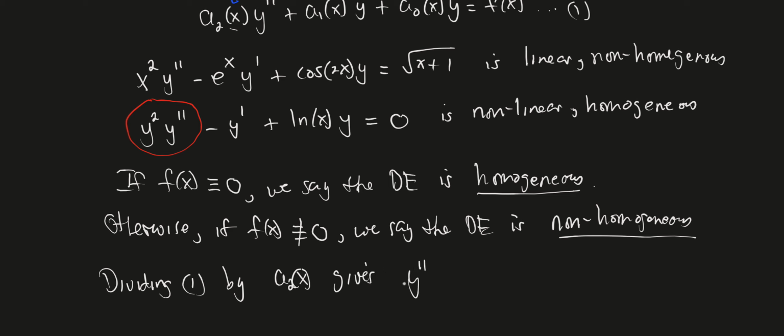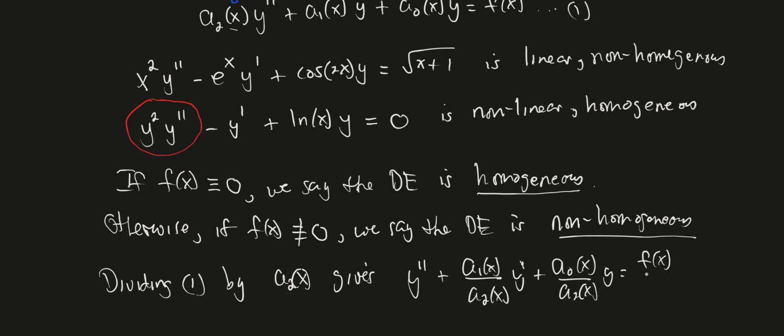So I'll have a leading coefficient of 1 there, but then I'd have to go ahead and divide all these functions by a2 of x. So I'll have a1 of x over a2 of x times y prime, and then plus a0 divided by a2 times y, and then I have my f function on this side divided by a2 of x, right? So it looks a little messy when you do that.